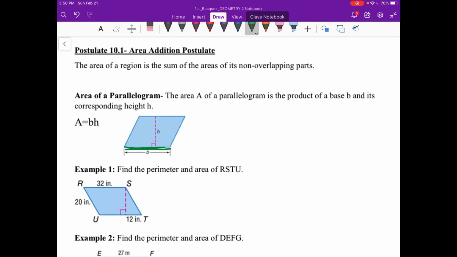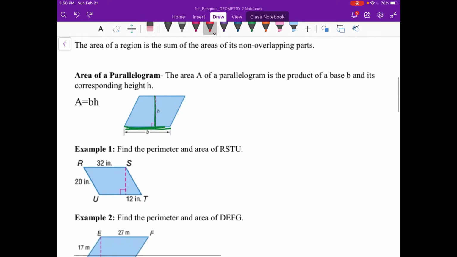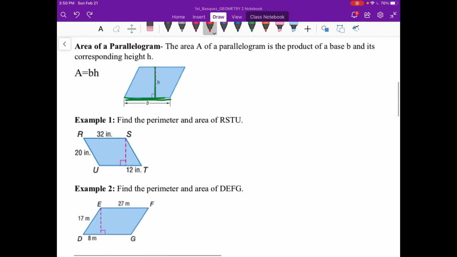This would be my base, and I have to make sure that my height is perpendicular to it. I would not want to use this slanted piece. This is not going to be the height of my parallelogram. So just be careful with the numbers that you are using. So let's jump right into some examples then.